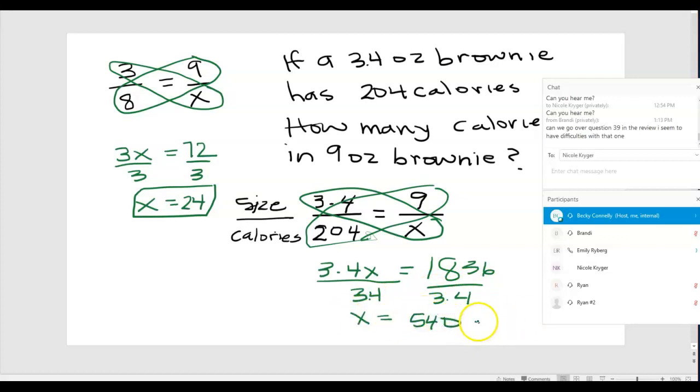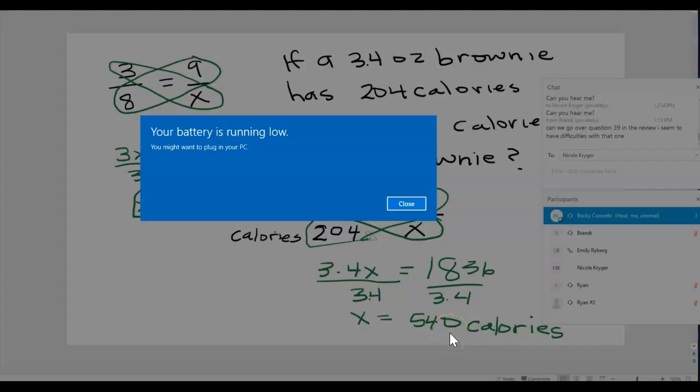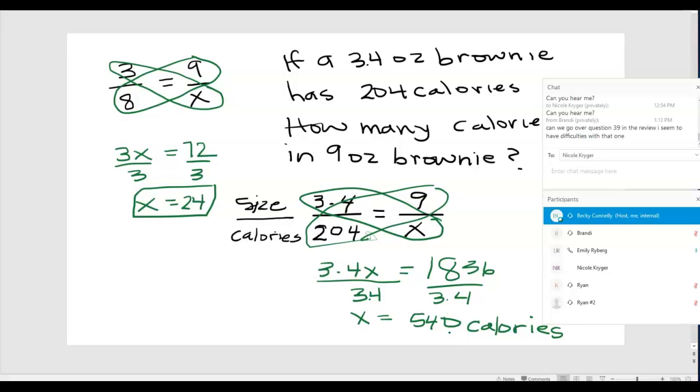And so this is what I'm talking about too with labels. Don't just leave it as 540, write out 540 calories, just to make sure. All right, let's do some conversions maybe. Well, actually, let's do one more kind of story problem that I want to make sure.